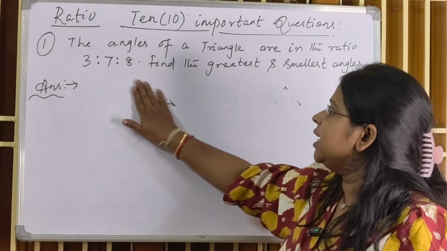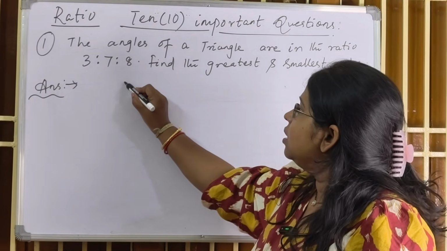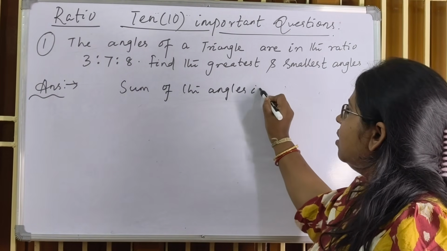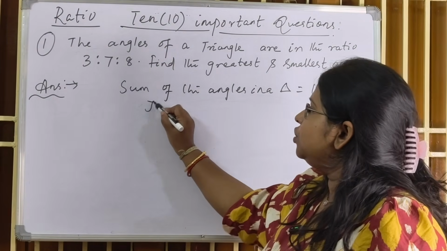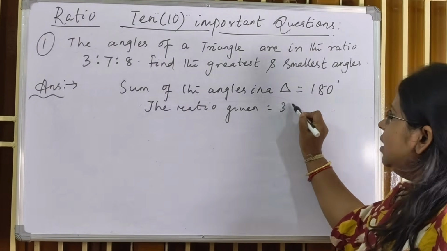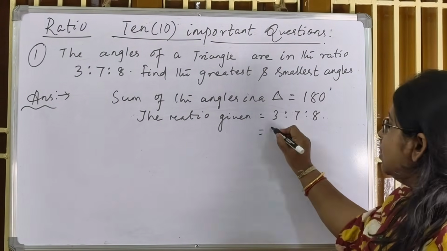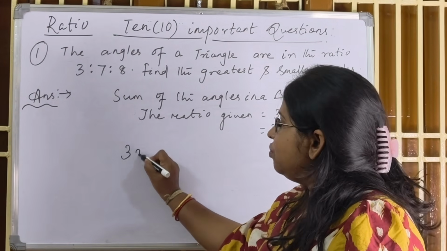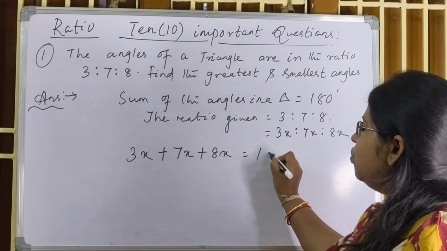Now, coming to the ratio part. Whatever is given in the question, we have to write it down. The sum of the angles in a triangle is 180 degrees. The ratio given here is 3:7:8. So 3:7:8 we can write as 3x, 7x and 8x. As per the question, 3x plus 7x plus 8x equals 180 degrees.